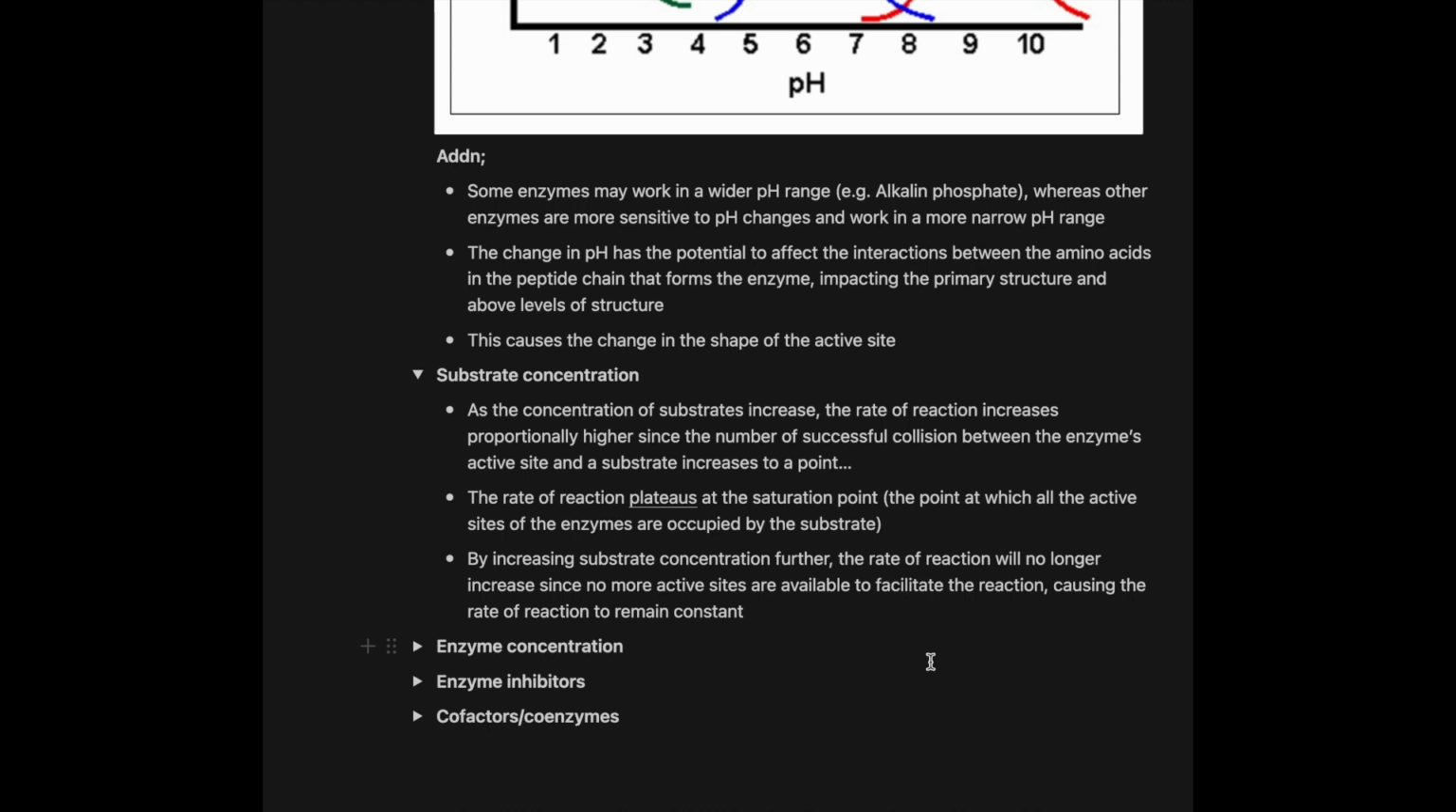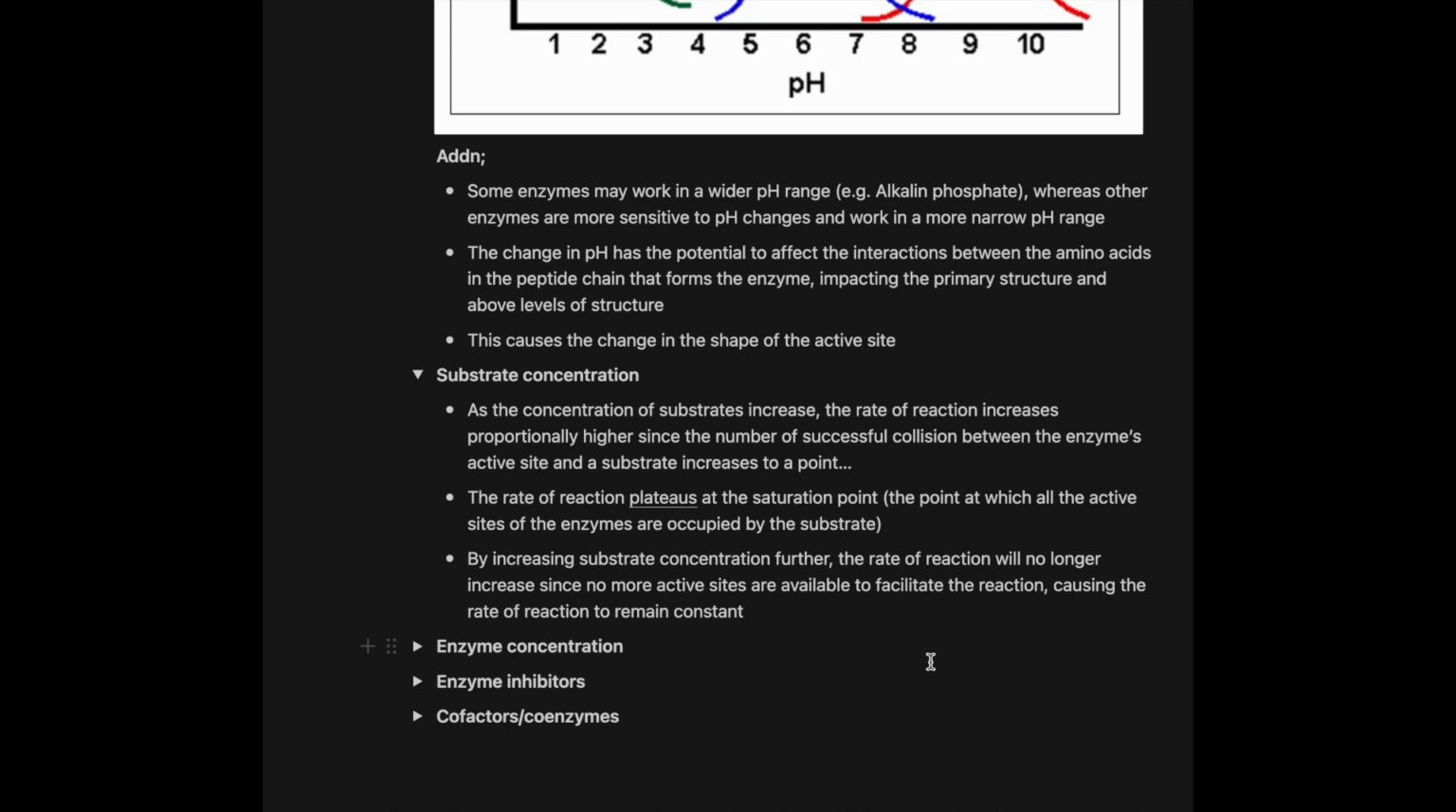So, as the concentration of substrate increases, the rate of reaction proportionally increases as well, since the number of successful collisions between the enzyme's active site and substrate increases, to a point. So, at this point and past this point, the rate of reaction plateaus, which means it flattens out, so it doesn't increase further. So, this occurs at what we call the saturation point, which is the point at which all the active sites of the enzymes are occupied by the substrate.